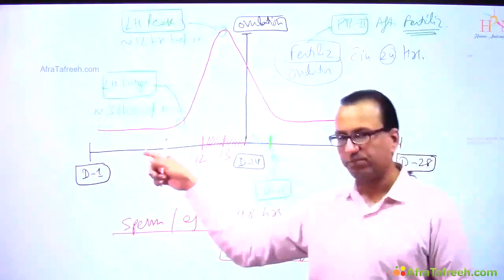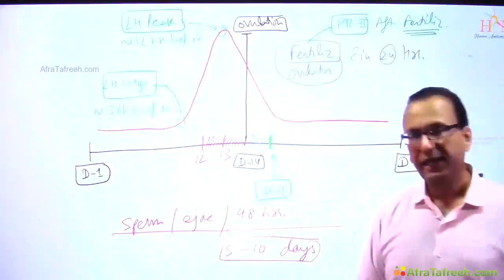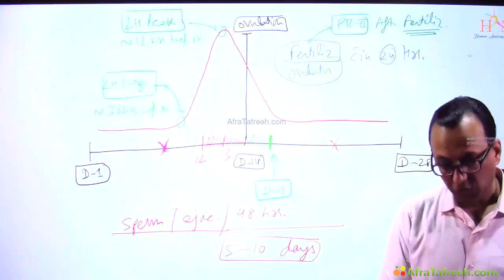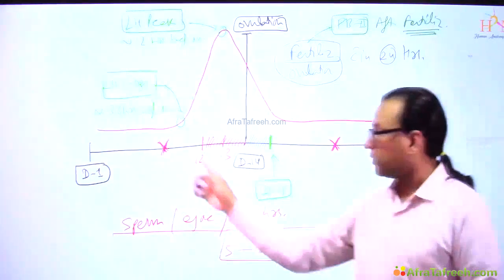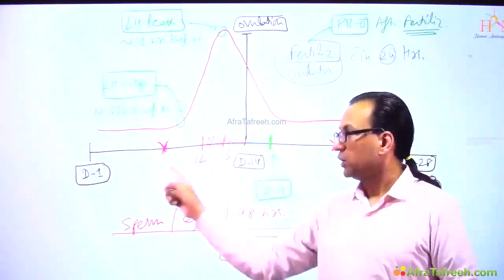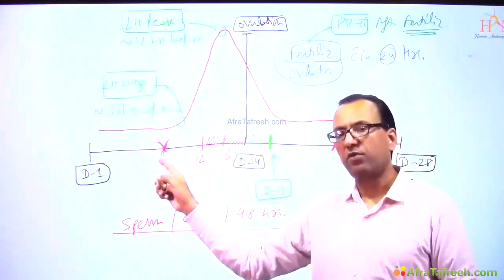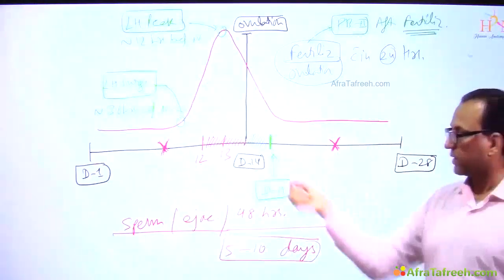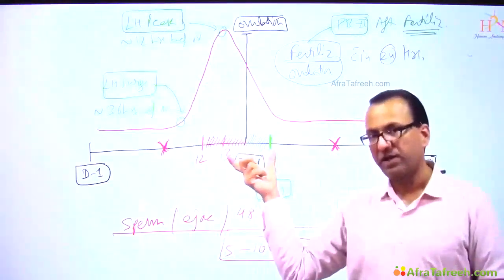And what if the sperm was ejaculated before that? No baby. And what if it is after that? No baby. So you will not have a baby if the sperms were ejaculated before day number 12 or after day number 15. The fertile period is only these 3 days.